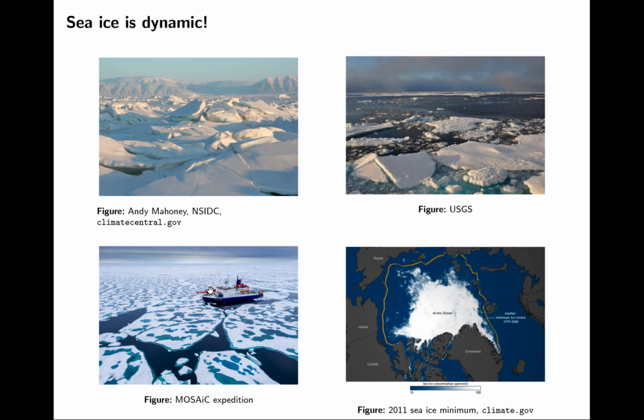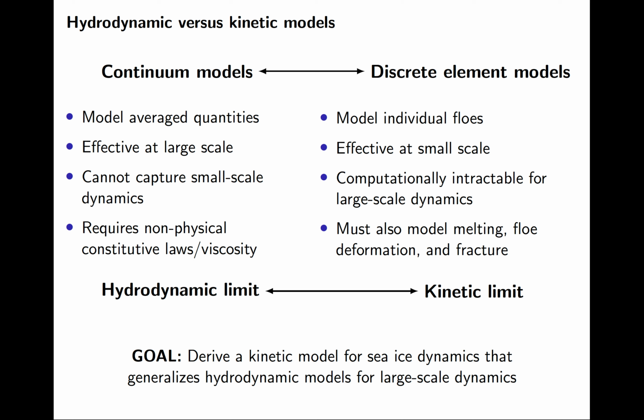In this bottom left picture, you see an image from the MOSAiC expedition, which happened pretty recently, and you see all these melt ponds on top of the ice, which suggests there's some very complicated thermodynamics happening in addition to this mechanical forcing. And here on the right, we see the 2011 sea ice minimum compared to a historical median, and we can see that sea ice is declining quite rapidly in response to climate change, which has all sorts of global climate implications.